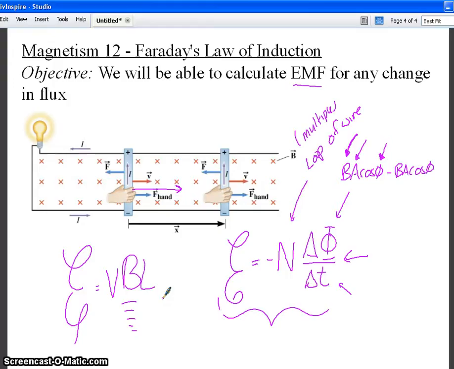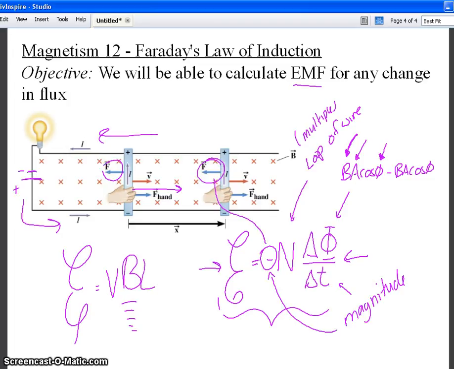The only thing I want to point out is there is a negative sign here, and this negative sign is really meant for direction. As we talked about before, if I am pushing on this rod, if I'm applying a force, the magnetic field force will go in the opposite direction due to conservation of energy.